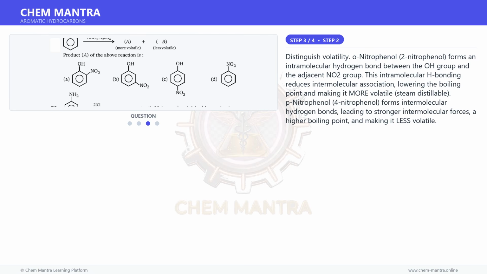Distinguish volatility. O-nitrophenol, 2-nitrophenol, forms an intramolecular hydrogen bond between the OH group and the adjacent NO2 group. This intramolecular H bonding reduces intermolecular association, lowering the boiling point and making it more volatile, steam distillable. P-nitrophenol, 4-nitrophenol, forms intermolecular hydrogen bonds, leading to stronger intermolecular forces, a higher boiling point, and making it less volatile.